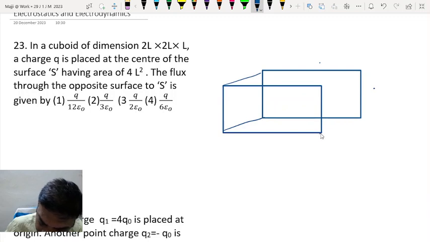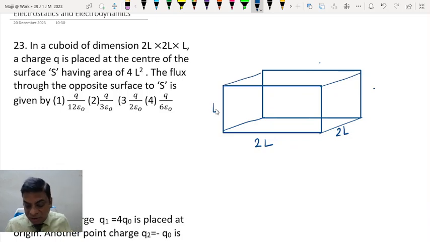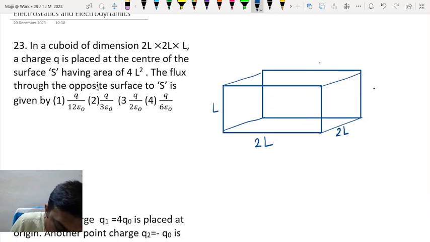So this is a cuboid, as you can see. Two of the sides are 2L each and one of the sides is L, that's the edge. Two of the edges are 2L each and one is L. So there is a surface S having area 4L square. This is 2L and this is also 2L. So this area will be 4L square. So this we can take as S.